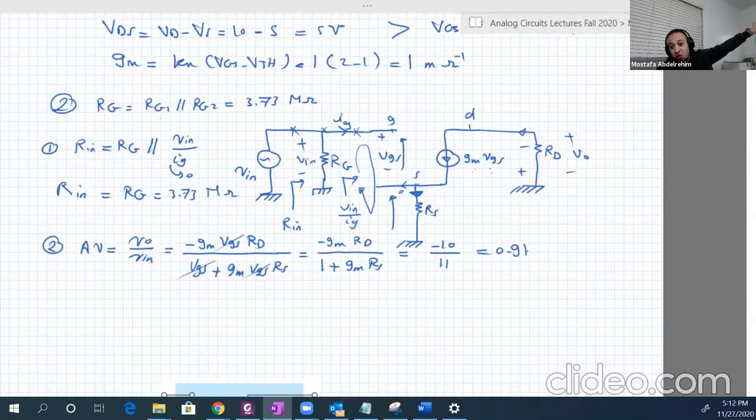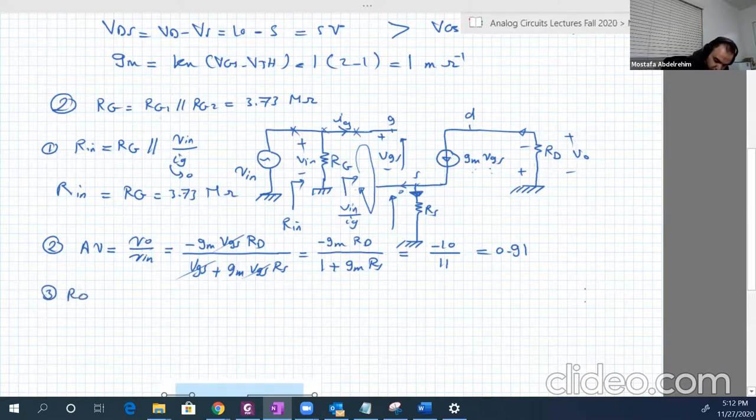If you guys remember, in the common emitter, when we put RE, a resistor between the emitter and the ground, usually the gain reduces by some factor that is proportional to RE. Here, it's also reducing by a factor proportional to RS. Okay, number three, Ro.